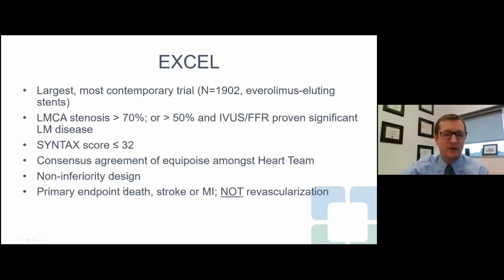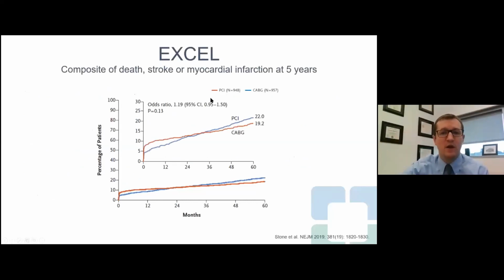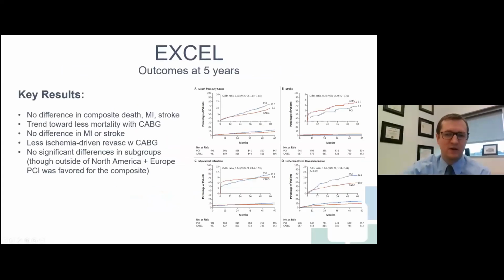It actually included death, stroke, and MI, but not revascularization in the primary endpoint. And as you can see here in EXCEL, results published after 5 years, really no difference between this composite endpoint of death, stroke, or MI between PCI and CABG. However, you can see that maybe there was a slight advantage early on towards PCI, but the hazards really aren't proportional. The curves cross here at about 2.5 years.